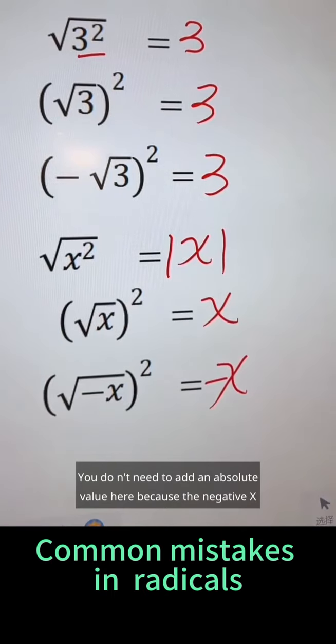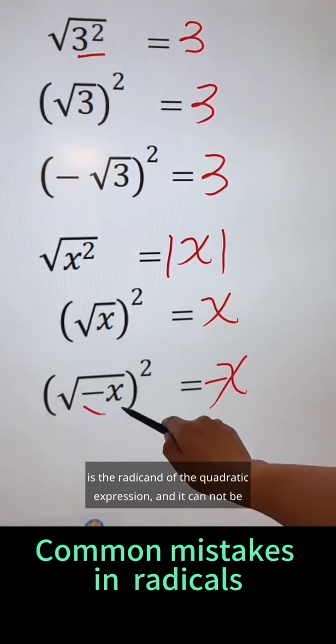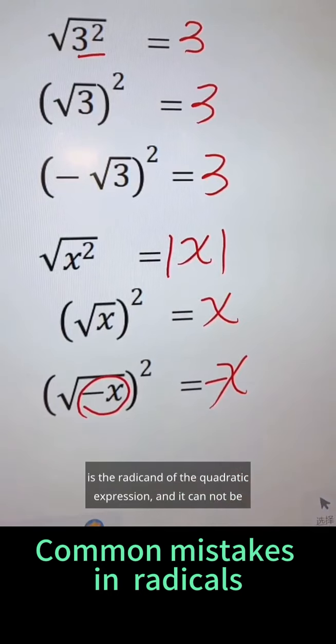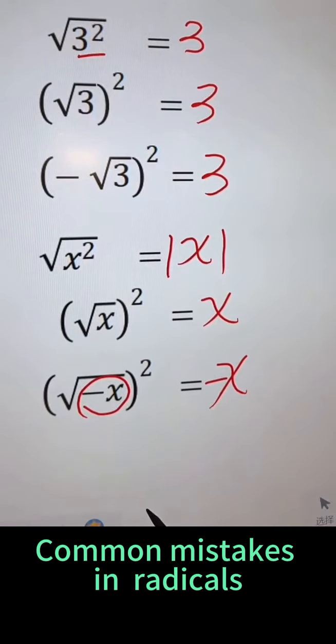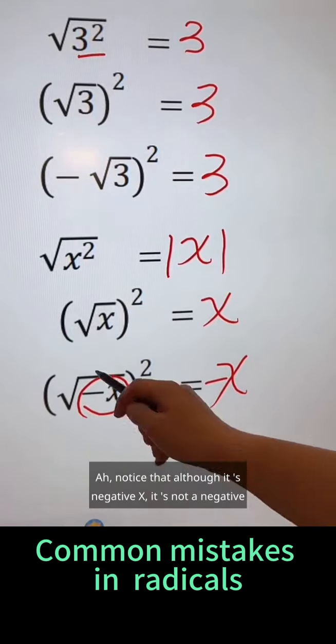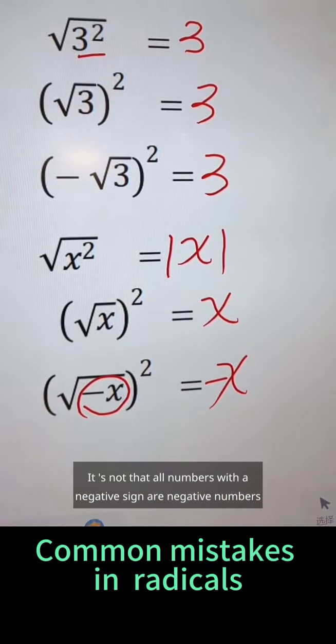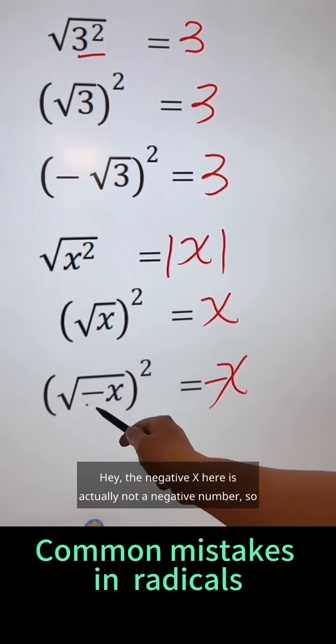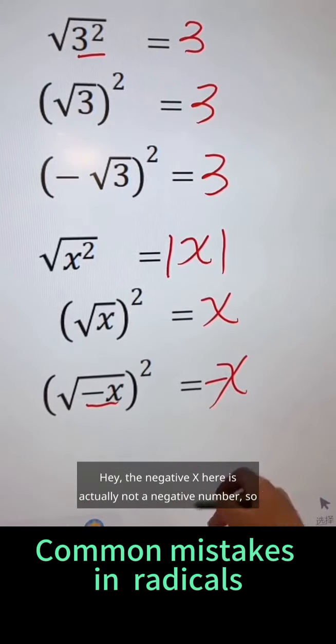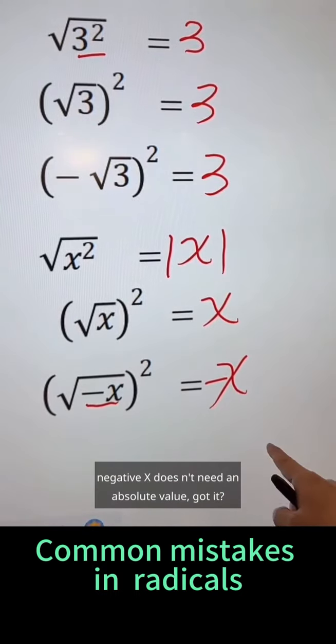You don't need to add an absolute value here because the negative x is the radicand of the quadratic expression, and it cannot be negative by itself. Notice that although it's negative x, it's not a negative number. It's not that all numbers with a negative sign are negative numbers. Don't get confused. The negative x here is actually not a negative number, so negative x doesn't need an absolute value. Got it?